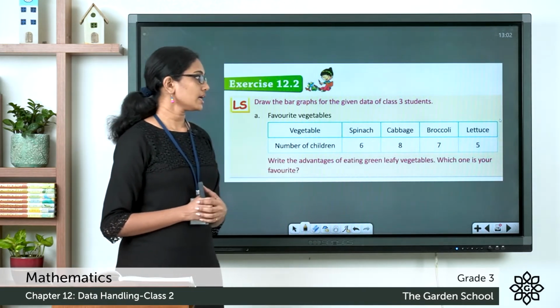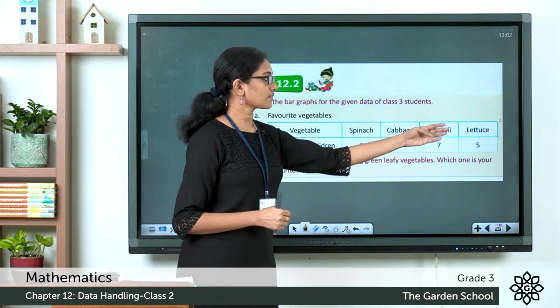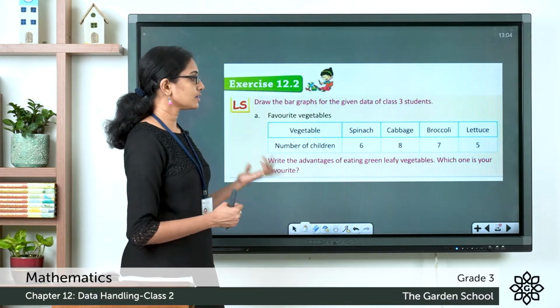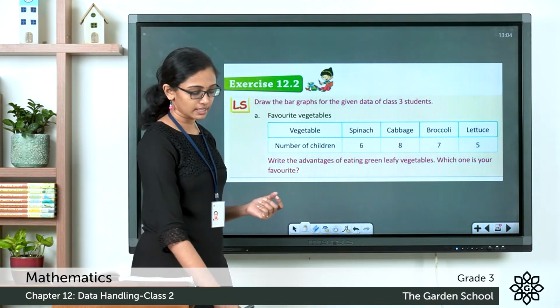Cabbage is liked by 8 children, broccoli 7 and lettuce 5. Now let's see how we can draw a bar graph based on this data.